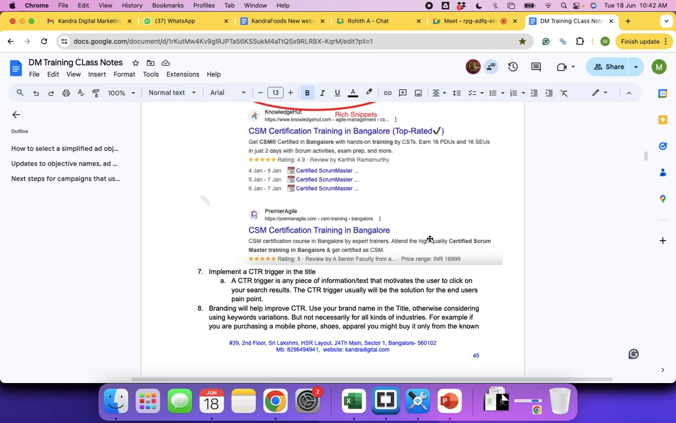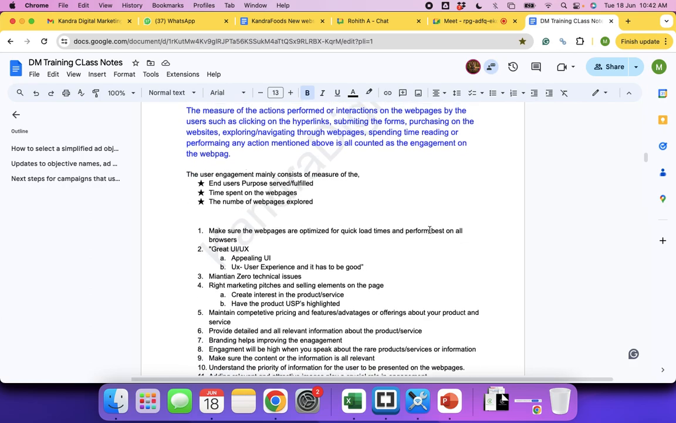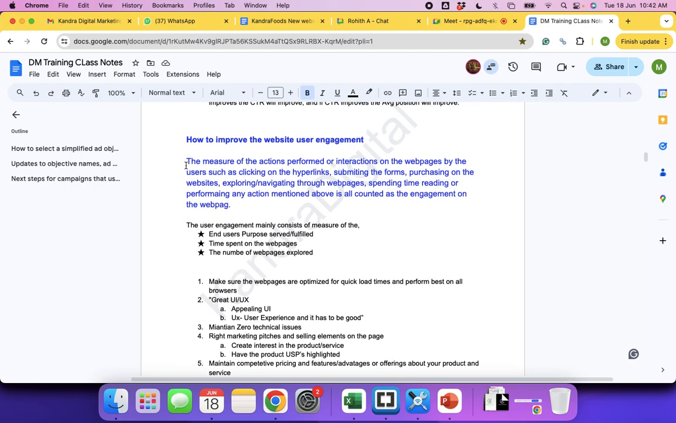all that will be counted as user interface. Okay, so in order to improve the website user engagement, I have the definition as well for all of you. The measure of the actions performed or the interactions on the web page by the user, such as clicking on hyperlinks, submitting forms, purchasing on the website, exploring or navigating through web pages, spending time reading, or performing any action mentioned above is all counted as the engagement on the web page.